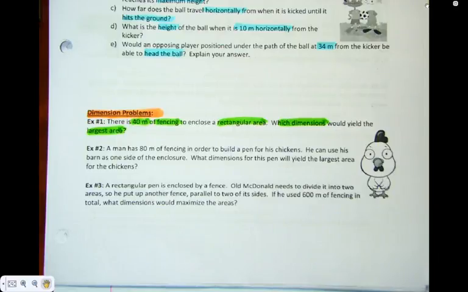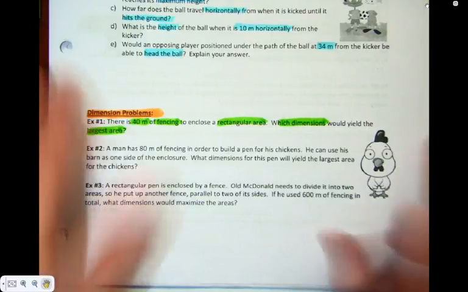40 meters of fencing, rectangular area, which dimensions, largest area. You'll notice there is one number in the question. That is it. We're going to do this whole question with one little number. I'm going to start with the diagram. What shape should I draw? Rectangle.